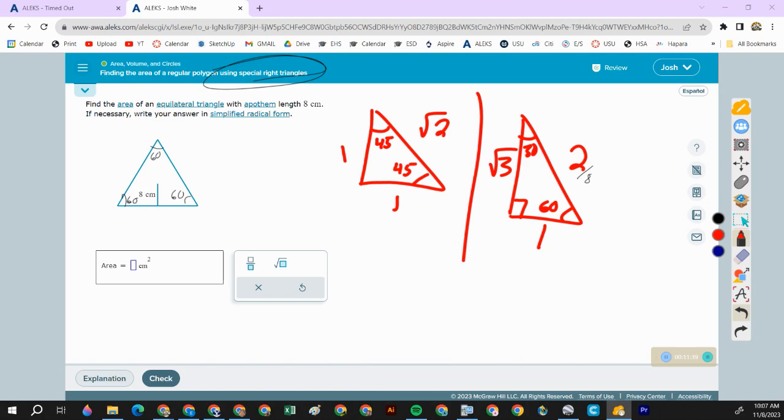So if I draw this triangle here, and that's an apothem. So the apothem is 8. Okay. What is the area of that triangle? Oh, it's going to make you do the formula, huh? I don't like formulas. Nobody remembers formulas. I just like to figure it out.